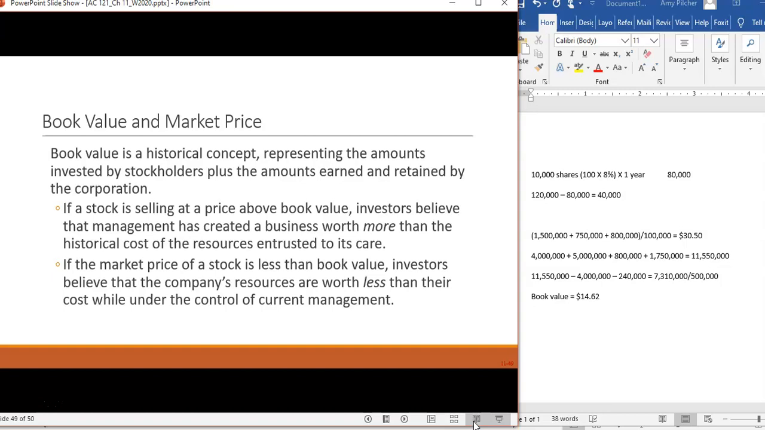Book value is based on the amounts earned and retained by the corporation. Market price is based on the future potential value of a company. We want our market price to be higher than our book value. If it is less than book value, that means that the market doesn't value what this company is currently doing.